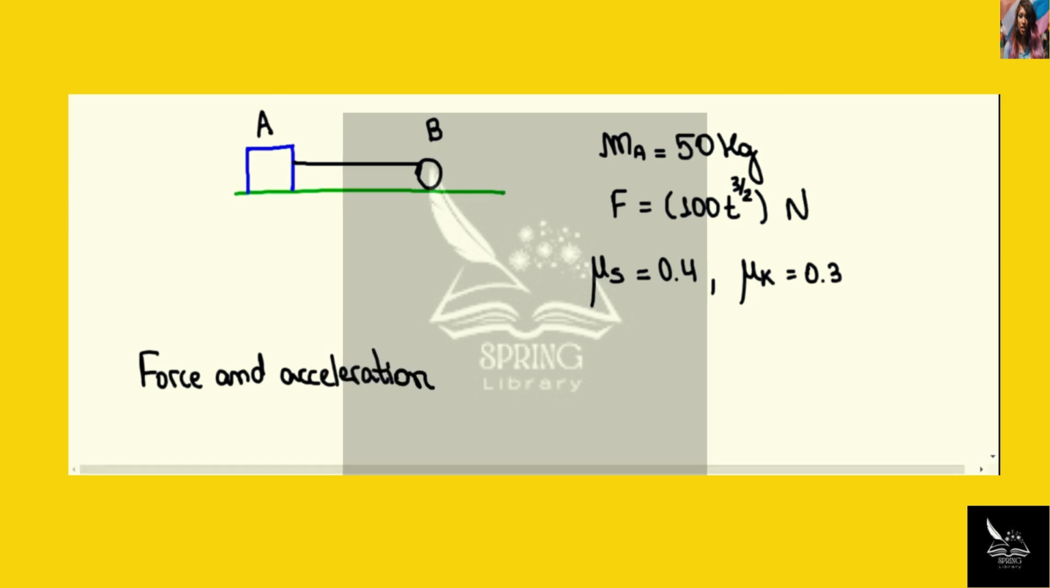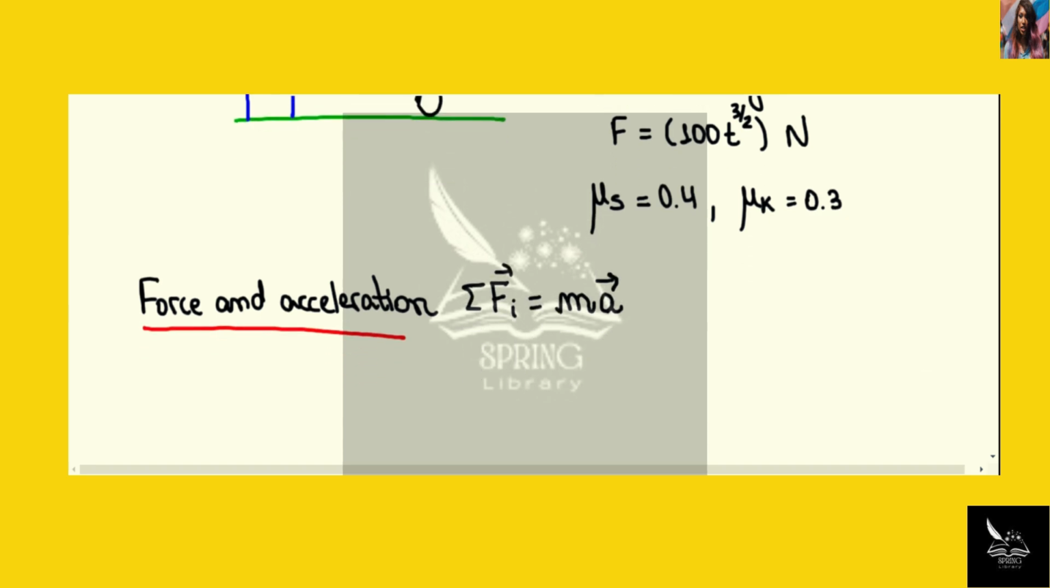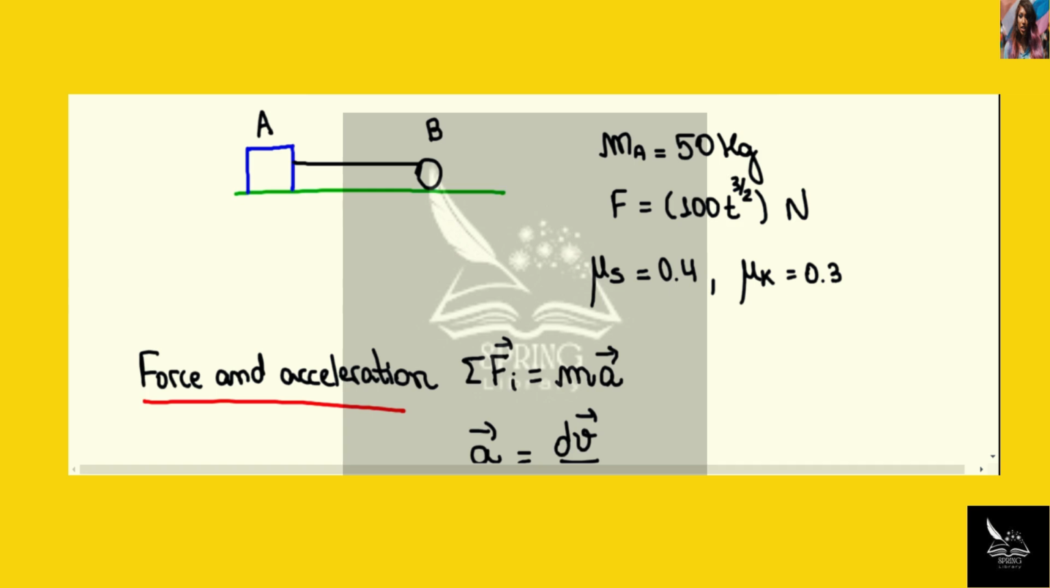So first, we need to remember that according to Newton's second law, the sum of all the forces that act on a body, which we call net force, is equal to the mass of the body times the acceleration. And also, the acceleration is equal to the first derivative of the velocity with respect to time. Okay, so with this information, we can proceed with the exercise.